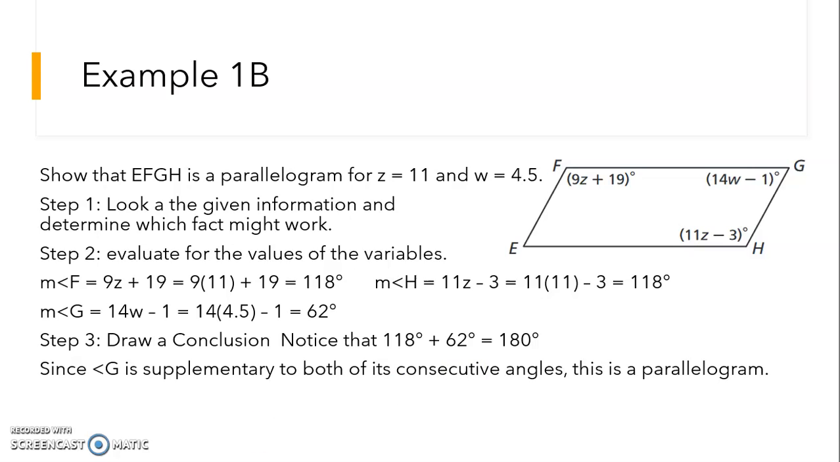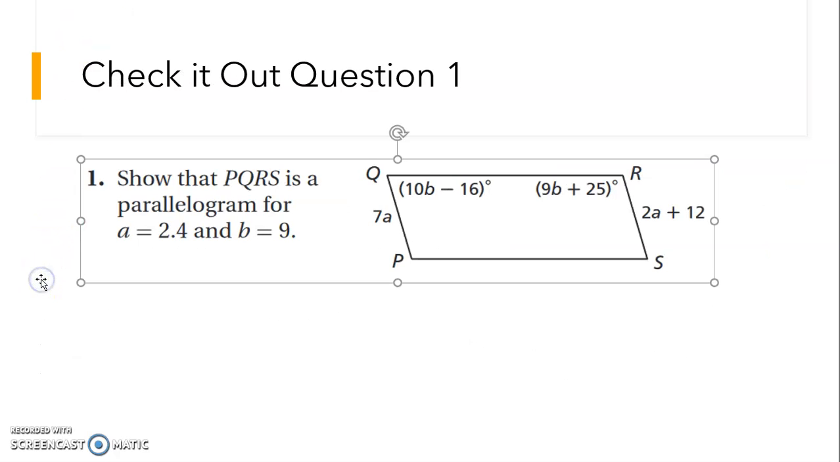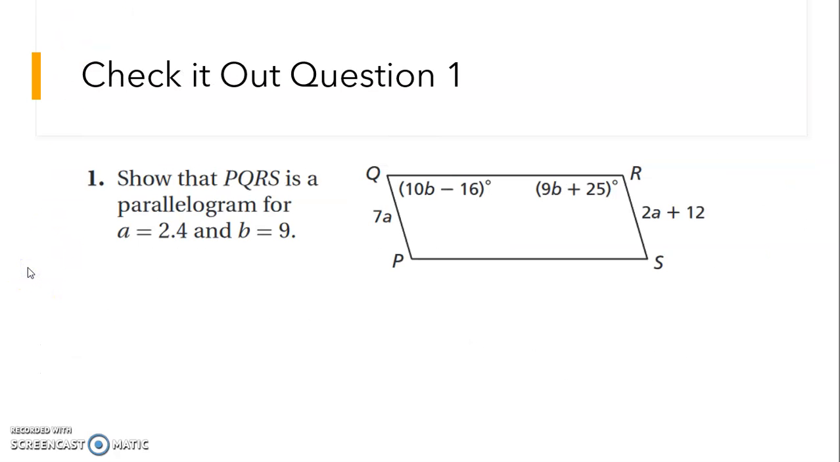So you have one more question to try. Try and do this one all on your own, and then we'll review it. So we're going to show that PQRS is a parallelogram for a is 2.4 and b is 9. So you're going to follow those same steps. Decide on a fact that might work, put in the values for the variables, and then draw a conclusion based on what you get. So we're going to pause the video here, do that, and then press play to check your answer.